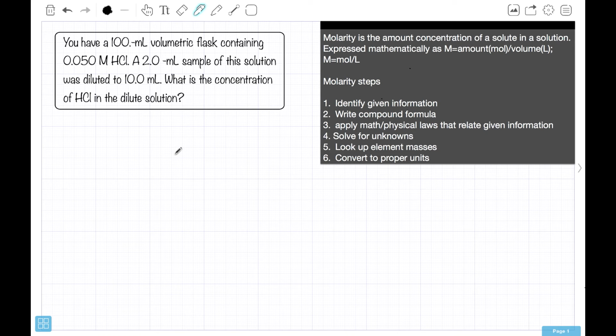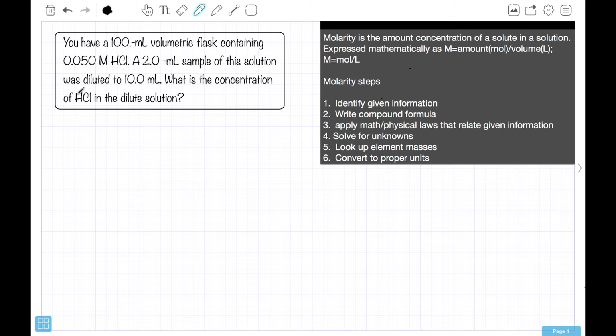All right, so the problem this time says you have a 100 milliliter volumetric flask containing 0.05 molarity of hydrogen chloride. A 2 milliliter sample of this solution was diluted to 10 milliliters. What is the concentration of hydrogen chloride in the dilute solution? Okay, so step one says identify given information.